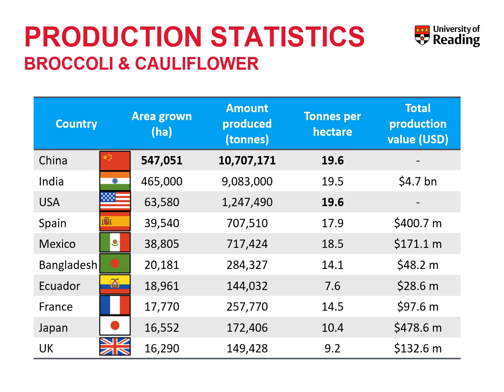And also the UK is actually the 10th biggest producer in the world of broccoli and cauliflower. And so even though the tons per hectare aren't particularly high, it's quite an ideal environment in the United Kingdom for cultivating broccoli and cauliflower.